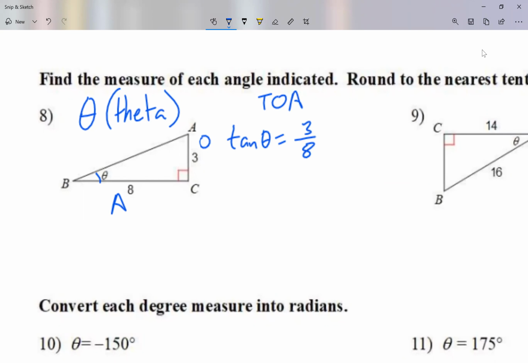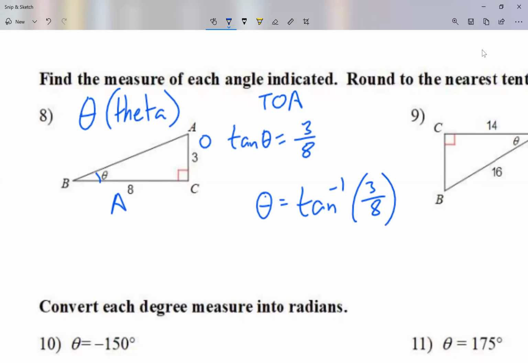Now, it would be nice if I could break my tangent and theta to leave theta by itself. And I can. I'm going to move tangent to the other side. The only thing is it doesn't move as tangent. It moves as tangent inverse of 3/8. Now, some people call it tangent inverse. Some people call it arc tangent. So on your calculator, you might have to press second or shift, depending on that.